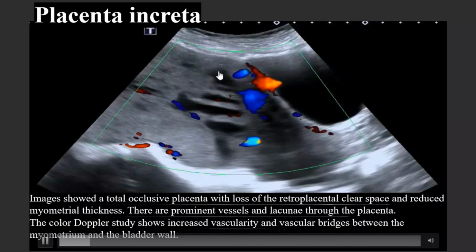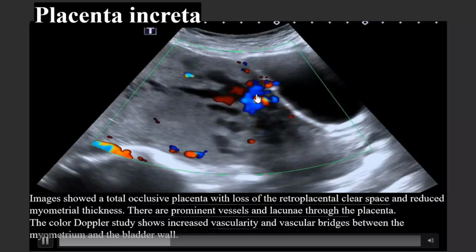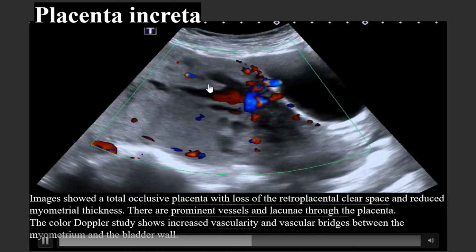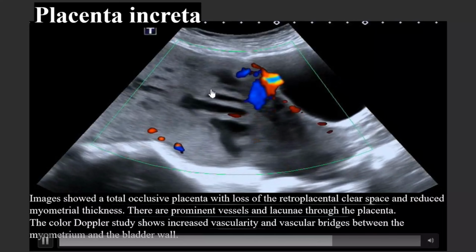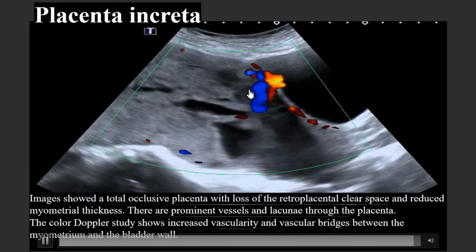There are prominent vessels and lacunae through the placenta, and the color Doppler study shows increased vascularity and vascular bridges between the myometrium and the bladder wall.